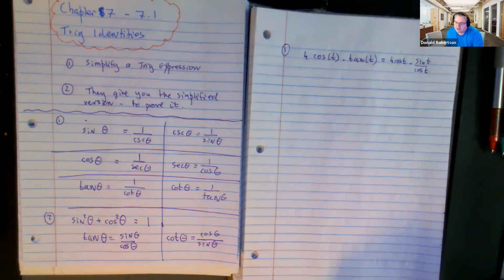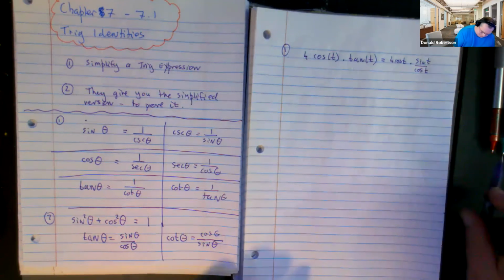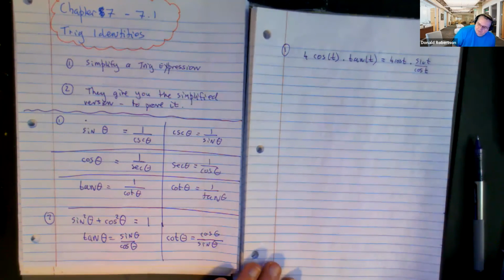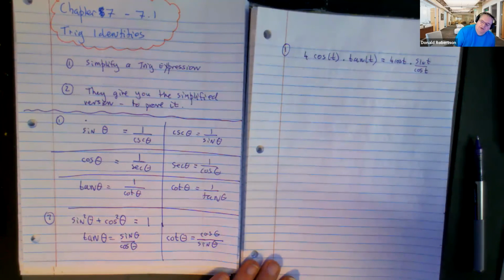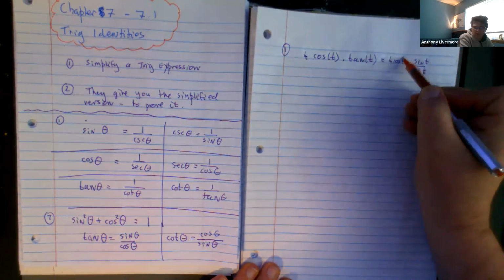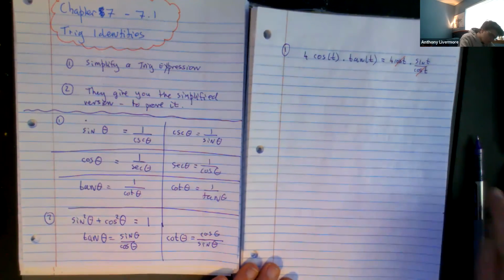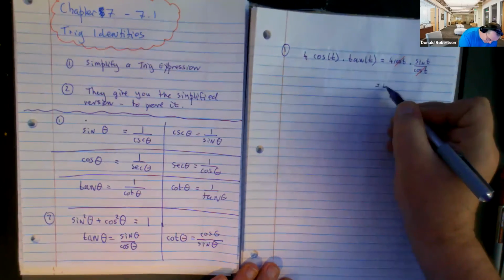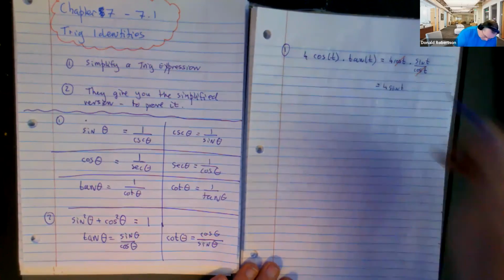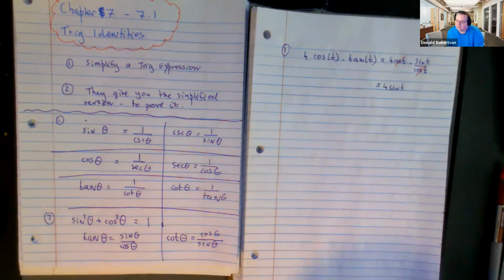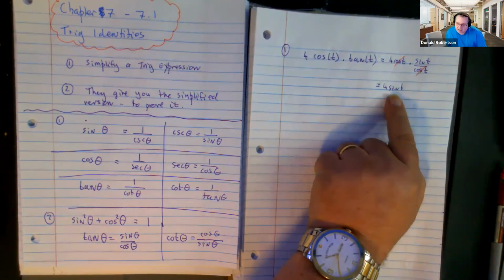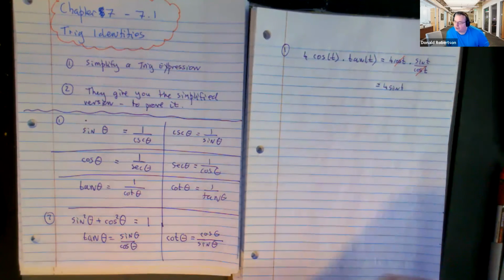So far, so good. Now, can you see anything that might cancel and simplify down? Something on the top is allowed to cancel the same thing on the bottom. The cosine t. And what we're now left with is 4 sine t. So would you agree that that is simpler? And I can't think of anything else, so I know I'm pretty much finished.